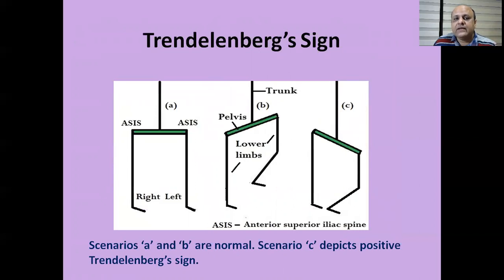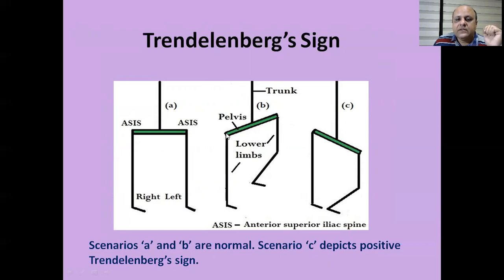So what is the Trendelenburg sign? If you see here, there are three scenarios, A, B, and C. So let us look at scenario A first. Anterior superior iliac spines are marked as ASIS. So when a person stands erect, that is scenario A, the two anterior superior iliac spines lie at the same level. So this is the trunk, this is the lower limb, right lower limb and the left lower limb.